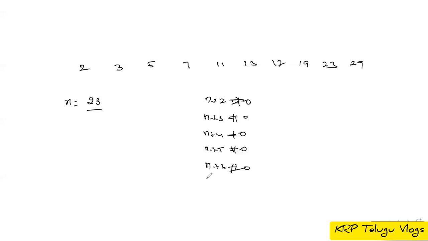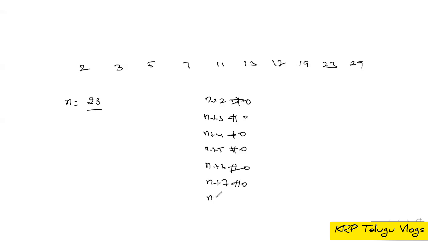For example, if I take 23, what do I have to do? The number n is 23. From 2 I will start. n modulus 2, I will check whether it is equal to 0 or not. If it is not equal to 0, I will check n modulus 3, which is also not equal to 0. n modulus 4, not equal to 0. n modulus 5, not equal to 0. n modulus 6, not equal to 0. n modulus 7, not equal to 0.